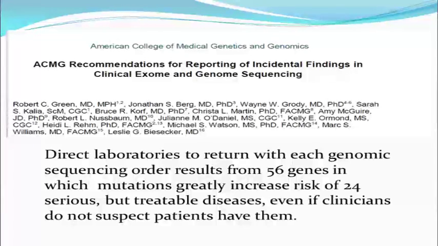Therefore, in 2013, the American College of Medical Genetics released a recommendation for reporting incidental findings in clinical exome and whole genome sequencing. Within these recommendations, laboratories should return with each genomic sequencing order results from 56 genes in which mutations greatly increase risk for 24 serious but treatable conditions, even if the clinician does not suspect the patient has them.